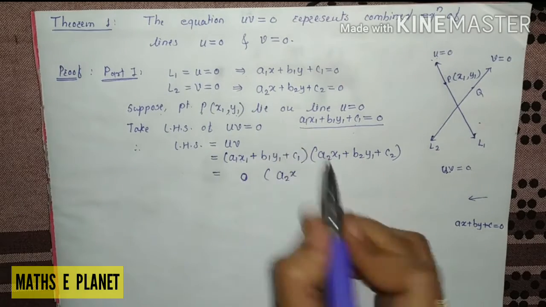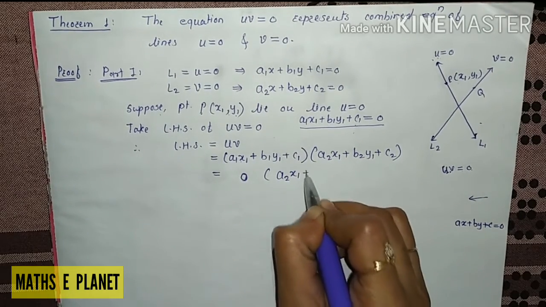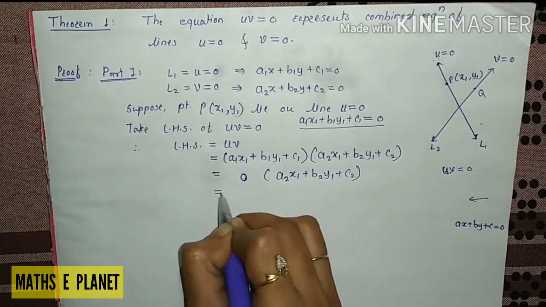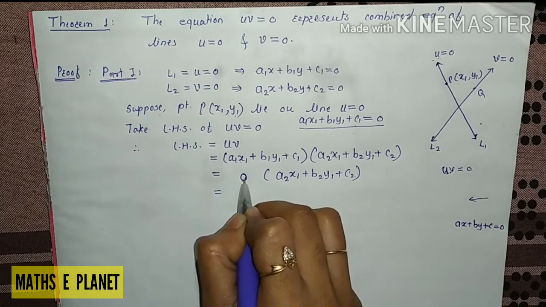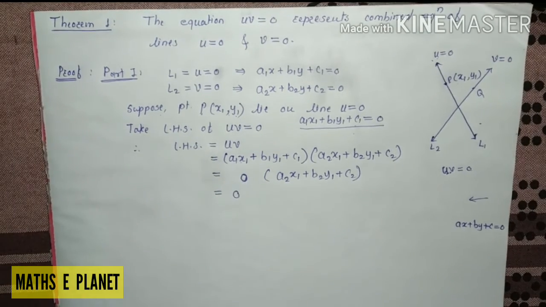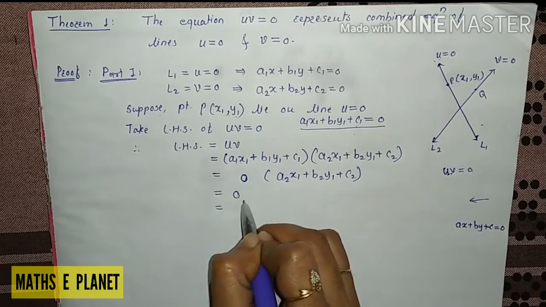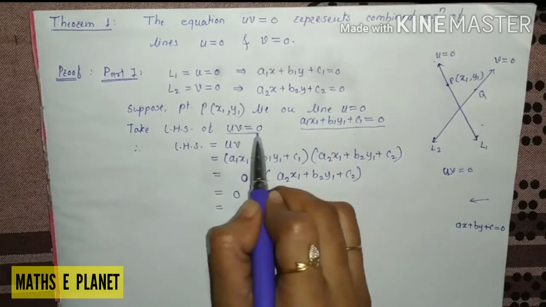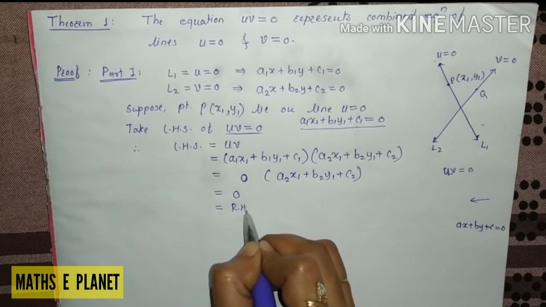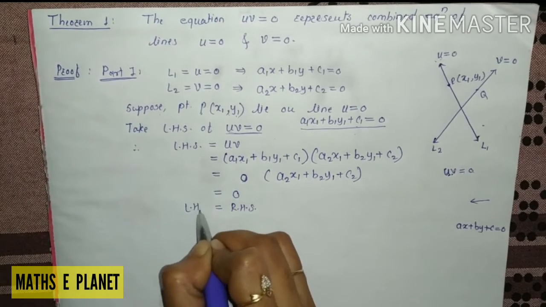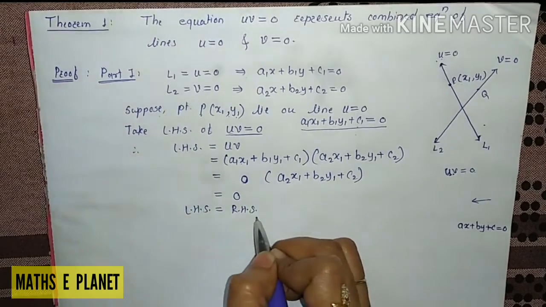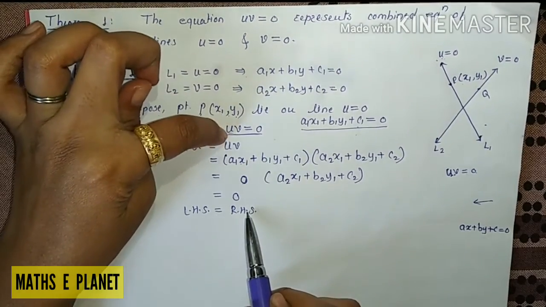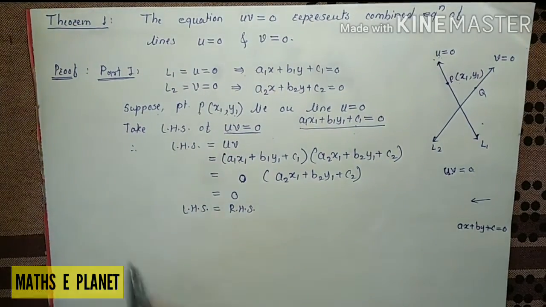a2 x1 plus b2 y1 plus c2. Any number multiplied by 0 will again become 0, so it will become the right hand side. So here we'll get LHS is equal to RHS, which means the point P satisfies the equation u into v is equal to 0.